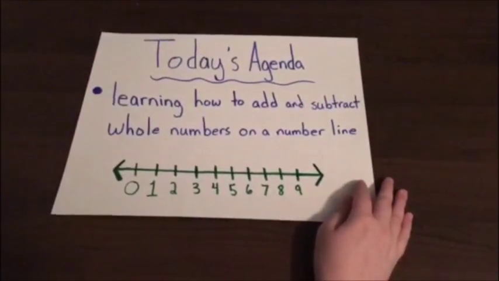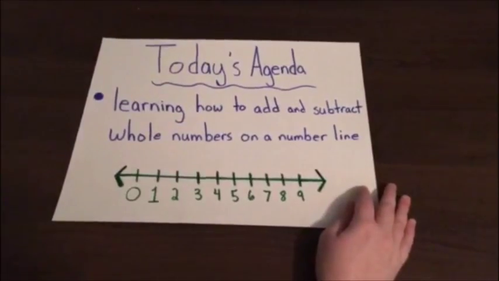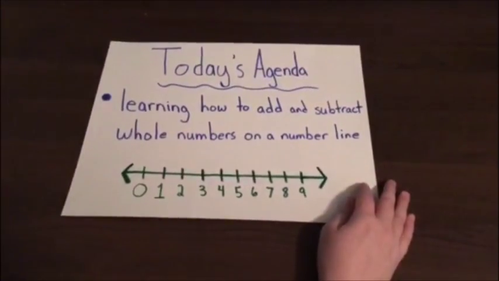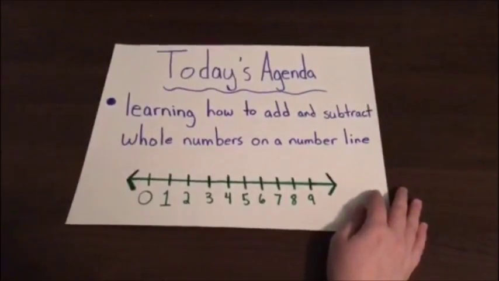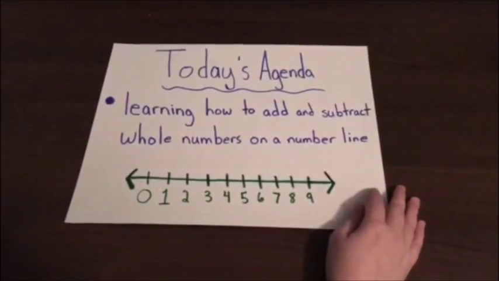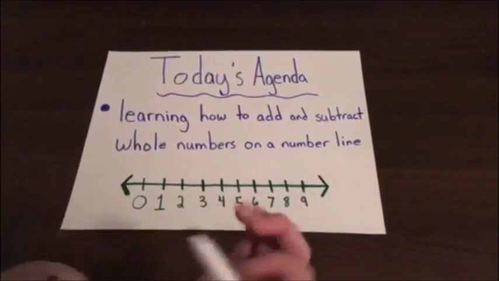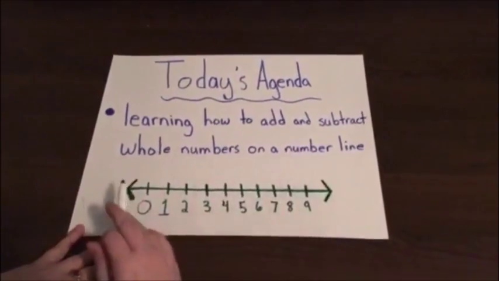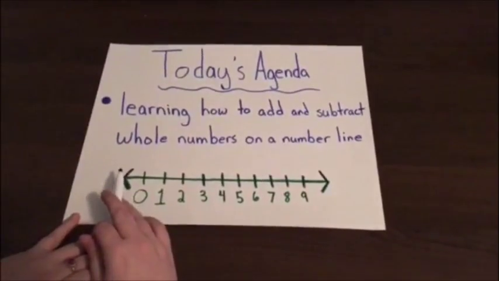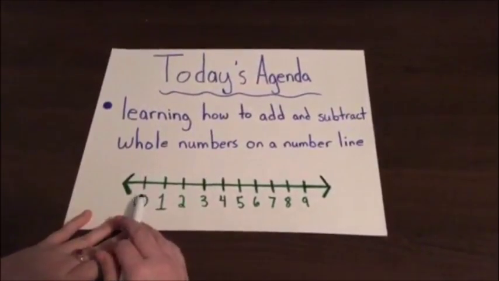So today we're going to be learning about how to add and subtract whole numbers on a number line. We've been learning a lot about addition and subtraction lately, and this is just a new method you can use to add and subtract. And so as you can see below the objective for today, you have an actual number line, and you can see that it's just a straight line with arrows on both sides to show that it goes on forever in both directions.